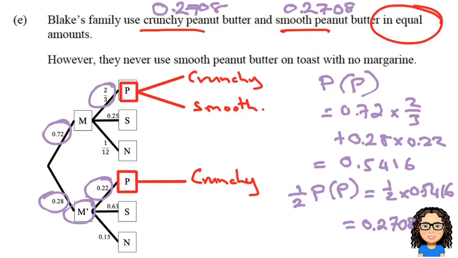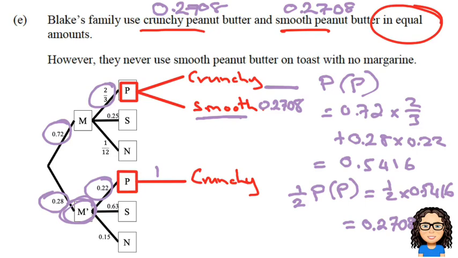With not having any margarine and only being able to do crunchy, the probability of that must be 1. That's got to be added up exactly, so that one is fine. Now I've got to split these other ones. This is the only time that they could have smooth, so that probability must be 0.2708. So that total probability here is 0.2708. And now I need to work out what this crunchy here is going to be.